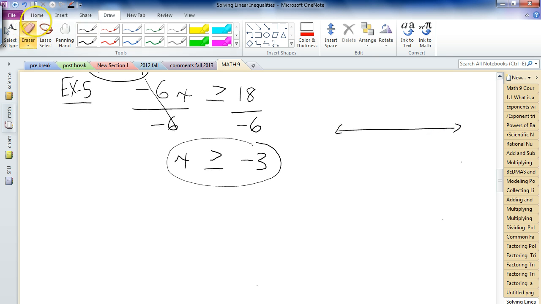Actually, you know what I'm going to do for this one? I'm going to skip the graphing just for a second, and jump right to the check. Let's check to see if this is true.